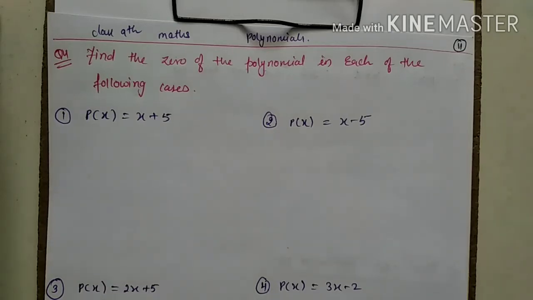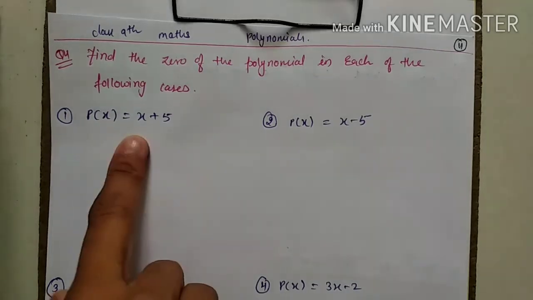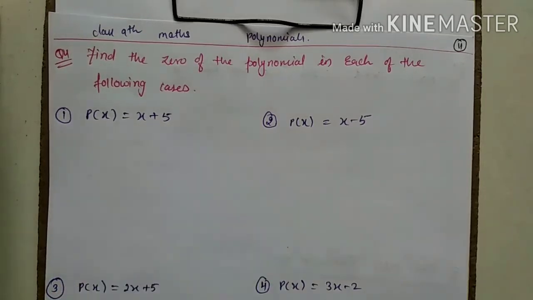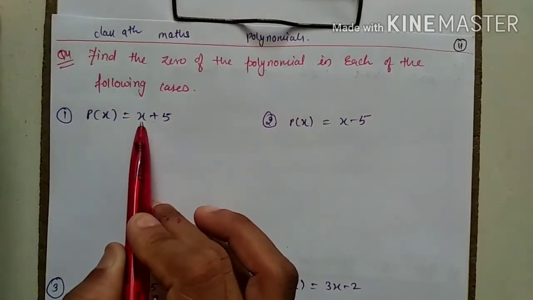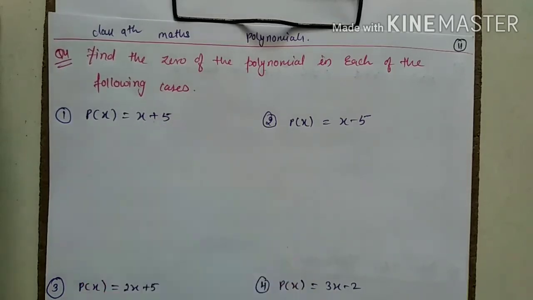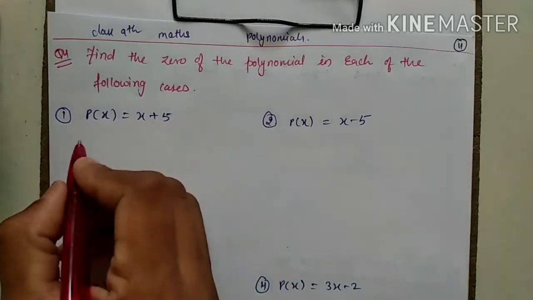p(x) equals x plus 5. It means you have to find the zeros of the polynomial. What will I put in the place of x to find the zero of the polynomial? Very easy. There are two ways you can solve. First, by assuming. Here is positive 5, here is normal x. And if I put minus 5 here, I will get 0. This is the way you can assume it, but I am giving you another way.